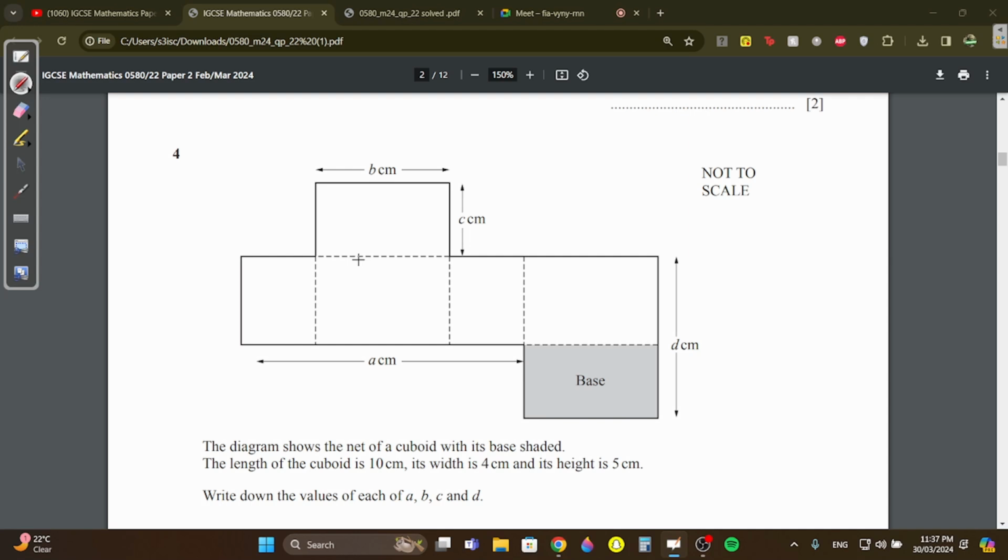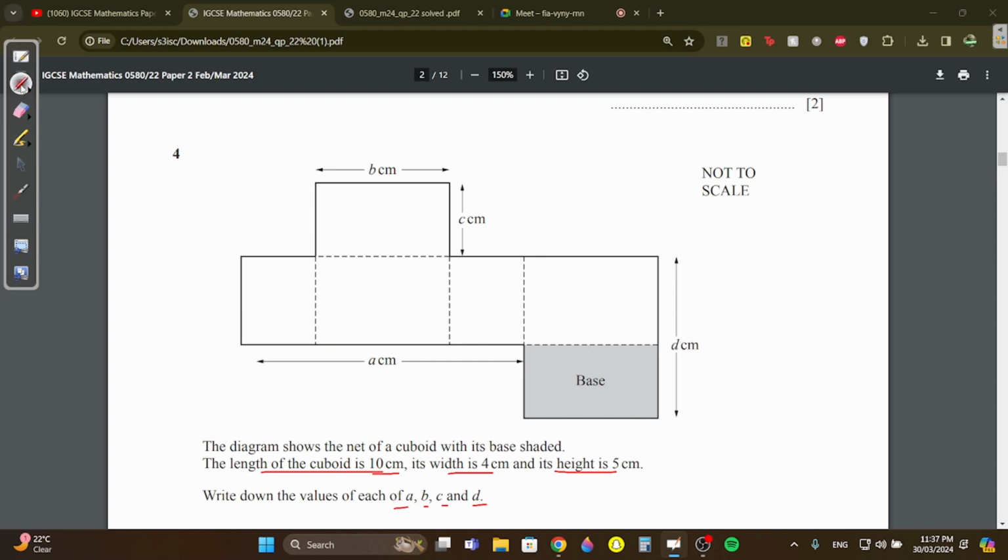Okay, question 4 is a bit tricky. The diagram shows the net of a cuboid with its base shaded. The length of the cuboid is 10, its width is 4 and its height is 5. Write down the values of each A, B, C, and D. So you have over here A represents this distance, B represents this distance, C represents this, and D represents this, and so on and so forth.